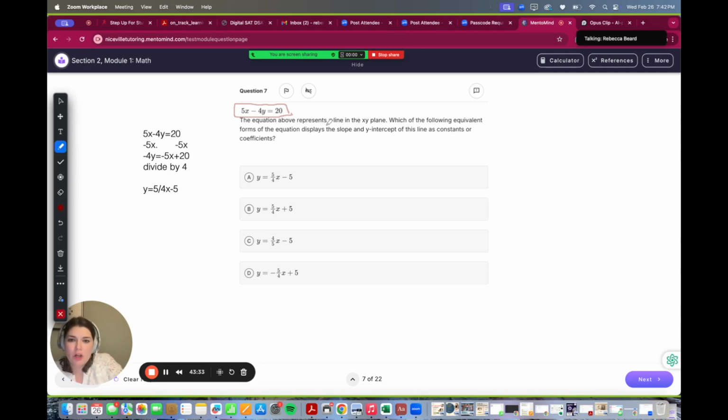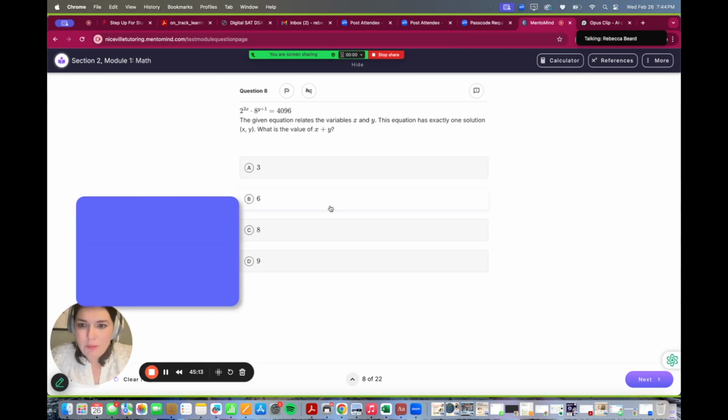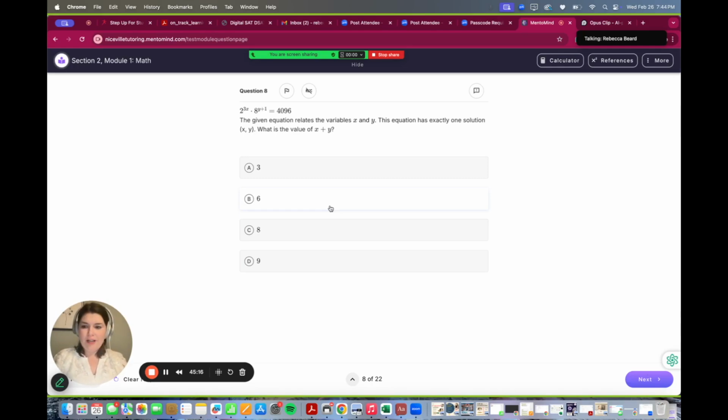So this equation above represents a line in the xy plane. Which of the following equivalent forms of the equation displays the slope and y-intercept of this line as constants or coefficients? That's a bunch of fancy words for saying which one is y equals mx plus b. So if you solved this correctly, the answer on this one is... this is actually when we are going to make friends with Desmos, because most of y'all are not going to want to solve this by hand. I mean, this one you can solve by hand, but it is a pain in the rear.